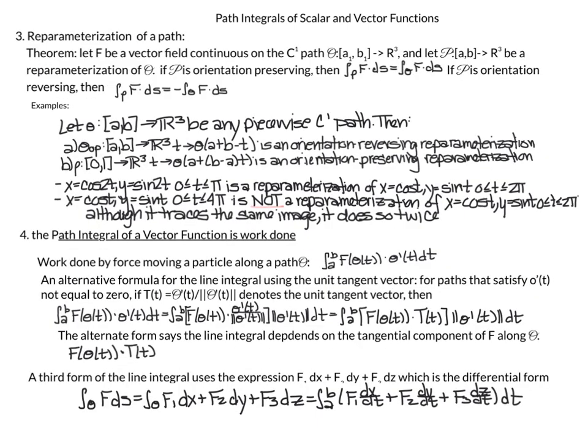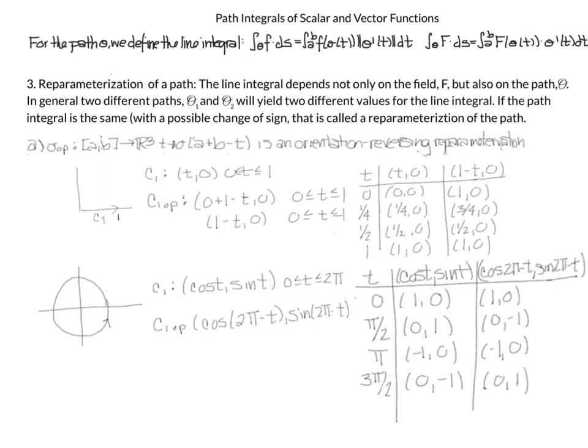So we're going to go through these examples of reparameterizations. I moved this reparameterization information up so that we would have more space, and the most common reparameterization that you'll be using will be the opposite. That's to reparameterize something so you go in the reverse direction. So C1 goes from 0 to 1, the reverse direction would go from 1 to 0. Same path, just opposite direction.